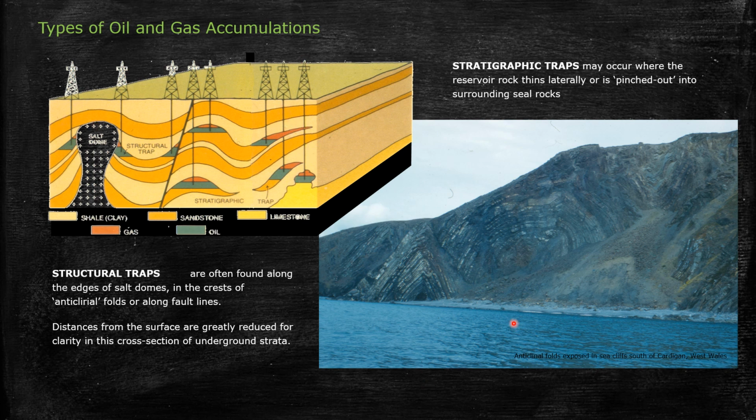So here this is a figure from Cardigan in West Wales in the UK. You can see anticlinal folds. They are exposed here, just to give you an idea of how these folds happen in nature. So this is a real picture for you to see.